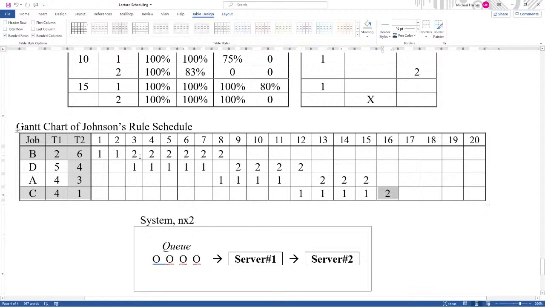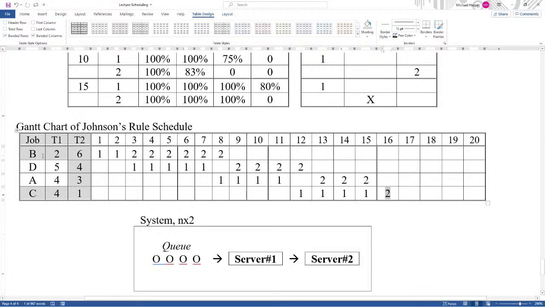Because for the first server, this will always be 15. But if I had B as the last one, then this is going to be 6 days here, and I'm going to go all the way to 21. But since I put 1 here at the last, then after I'm done here it's just 16.